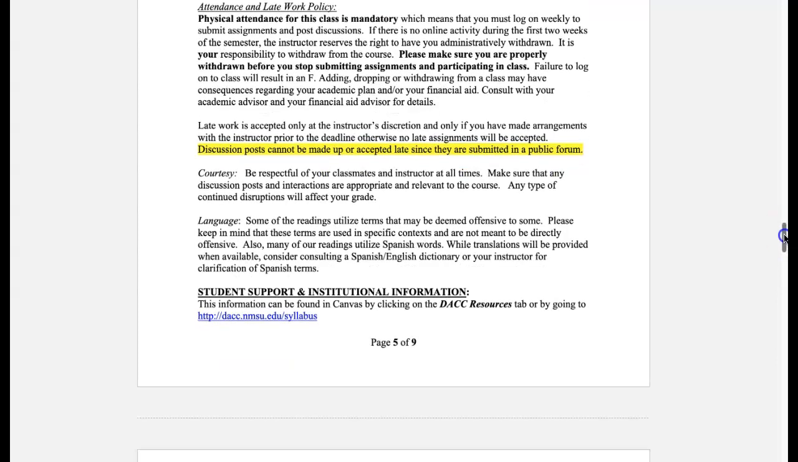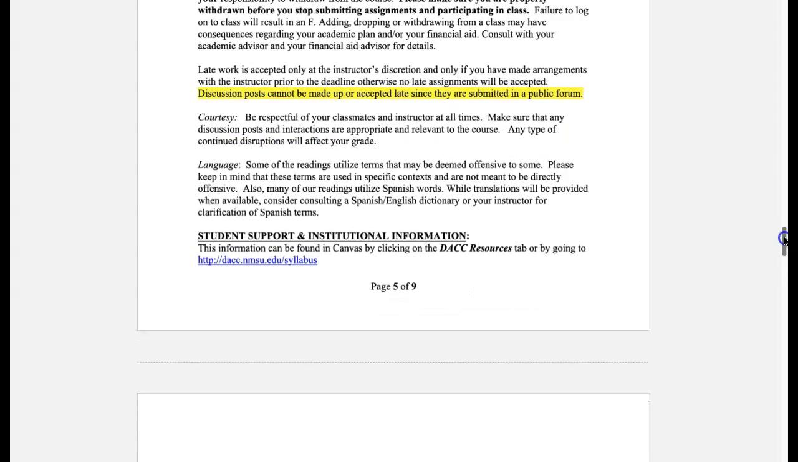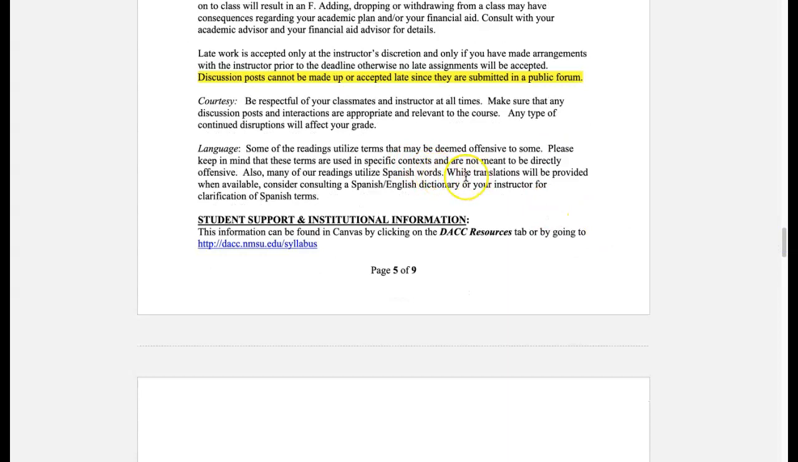Okay, so moving on, courtesy. I already talked about this, but in an online class, you want to make sure that you are respectful and that you are aware of what you're posting. So please don't post anything personal or inappropriate. Also, I do talk a little bit about the readings, language. Some of them use Spanish words, and, if you don't speak Spanish, that's fine.